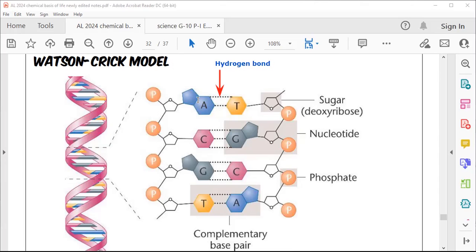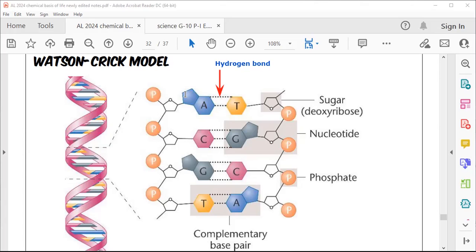So, between adenine and thymine, remember adenine always pairs with thymine. Wherever adenine is there, on the opposite side, who will be there? Thymine. Wherever guanine is there, on the opposite side, who will be there? Cytosine. So adenine pairs with thymine. Guanine pairs with cytosine.